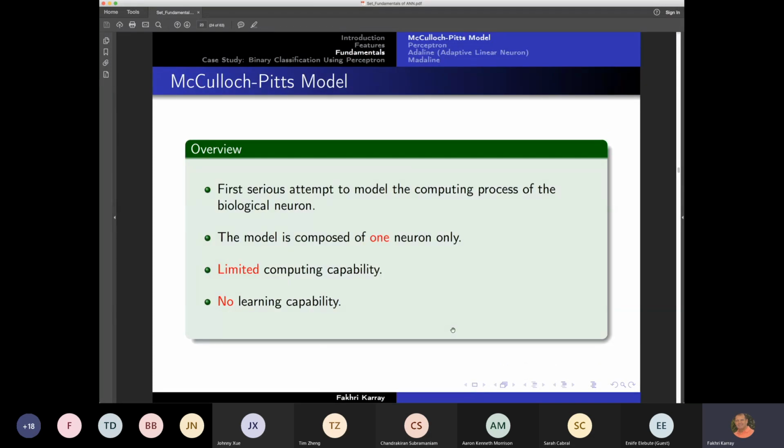So let's go very briefly over what the McCulloch-Pitts model is. We said that we would like to create first a boundary between two types of classes. How could we create this boundary?